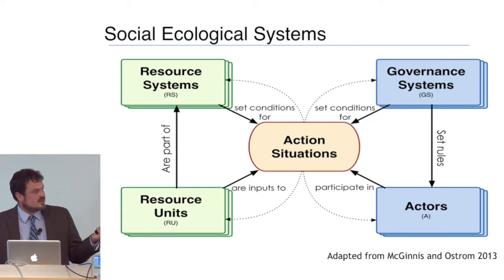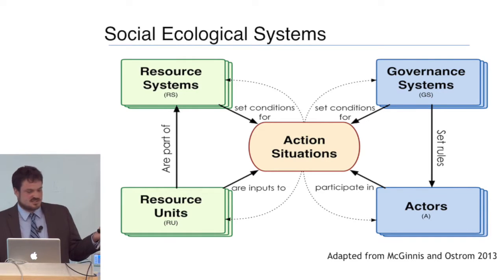So in this framework, there are 4 components: resource units, resource systems, governance systems, and actors. And you can think of actors as stakeholders, people who participate in or have some stake in the management of a particular resource or ecosystem situation. And those actors, of course, are operating under rules set by our governance systems.